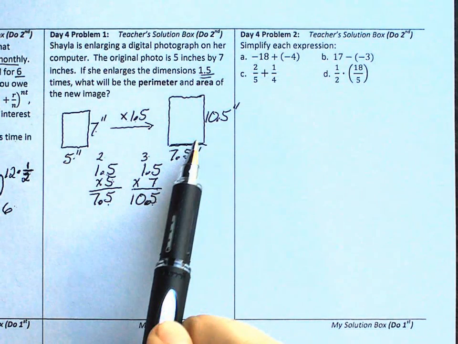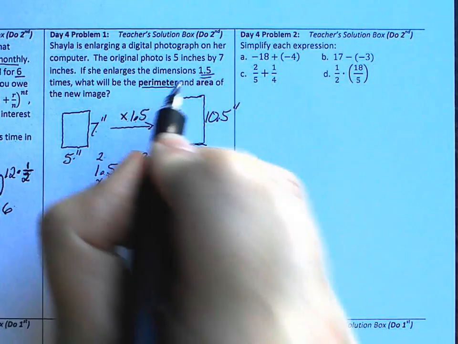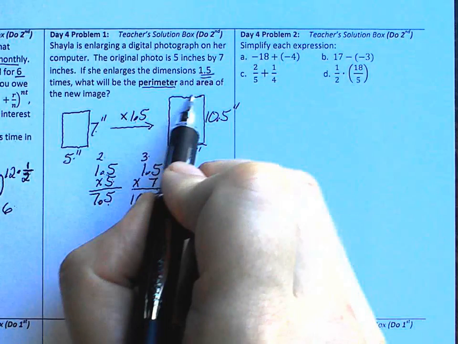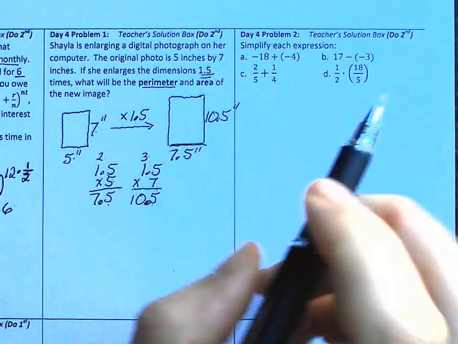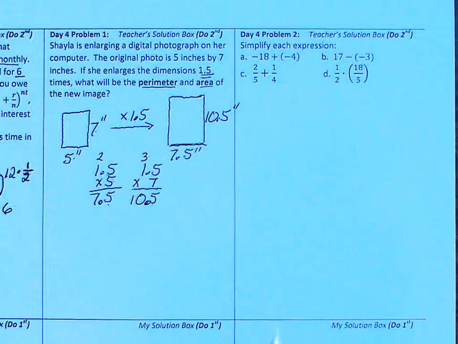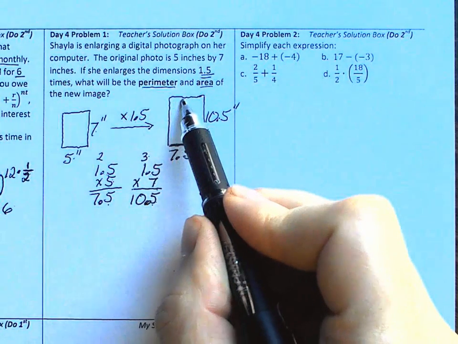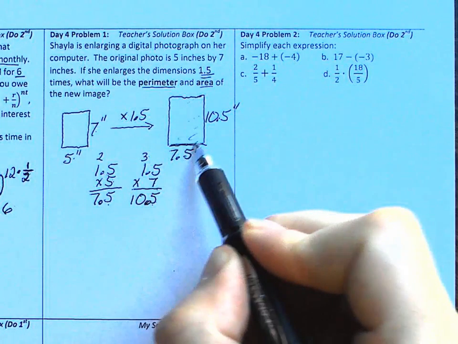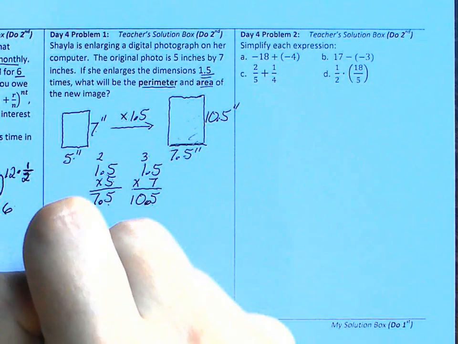Now, once we know these dimensions, we can now answer the question. We were asked, what is the perimeter? So what is the distance around the outside of this photo? And what is the area? How much space is inside this photo? Let's do perimeter first.